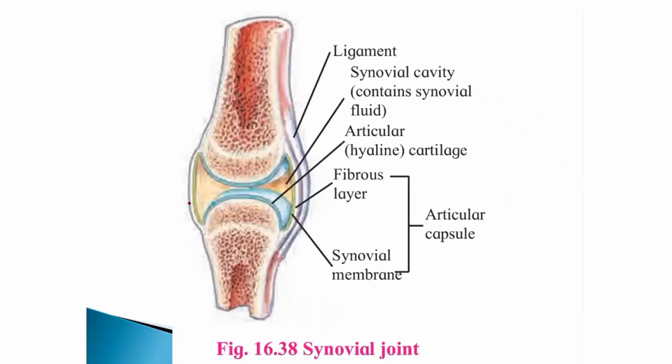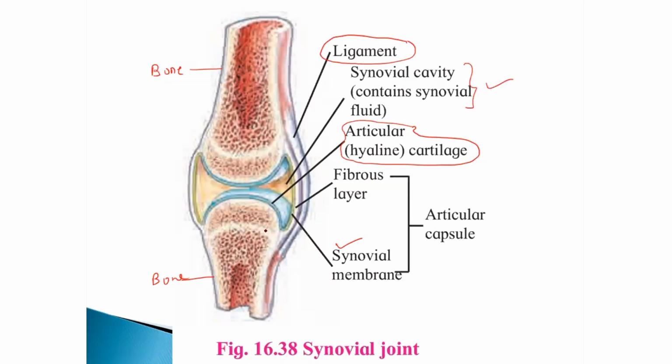Let's look at this. This is the diagram for a typical synovial joint. First, what we need to understand, this is bone. This is also bone. Both the bones are attached to each other with the help of ligament. So bone to bone attachment is ligament. Then on the bone, what do you get? You get articular cartilage, and that articular cartilage is nothing but the hyaline cartilage. Then there is a covering called the synovial membrane. This synovial membrane contains a cavity called the synovial cavity, and the cavity is filled by synovial fluid, a very important word. And finally, the fibrous layer and synovial membrane together make the articular capsule.